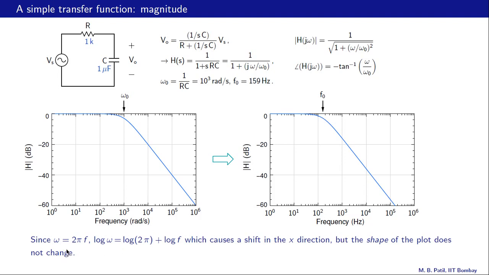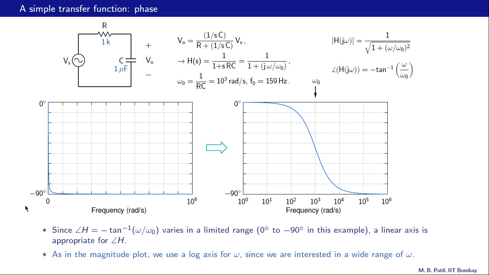So here is the summary. Since omega is 2 pi times f, log omega is log of 2 pi plus log of f. And because of this relationship, this is just a constant. Changing from radians per second to hertz only causes a shift in the x direction, but the shape of the plot does not change. Another very important point to remember.